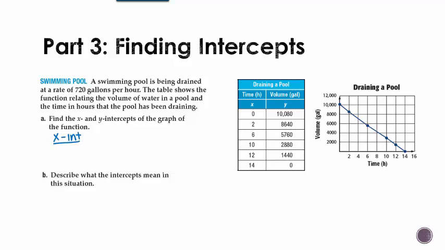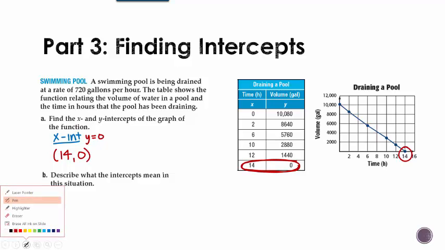Let's find the x-intercept first. We can look at this two different ways. We could look at the actual table, or we could look at the graph. Chances are looking at the graph is a little easier, but remember, when something crosses the x-axis, that means y equals 0. So when I look here, I can see it. The x-intercept is at 14, 0.